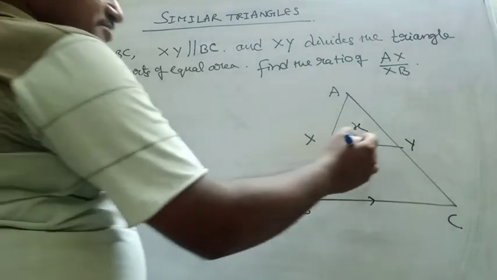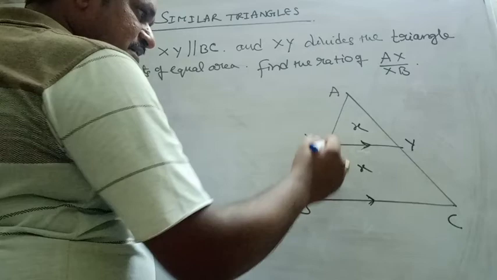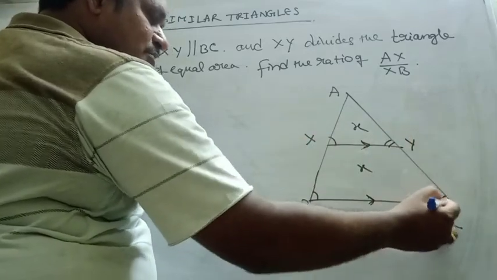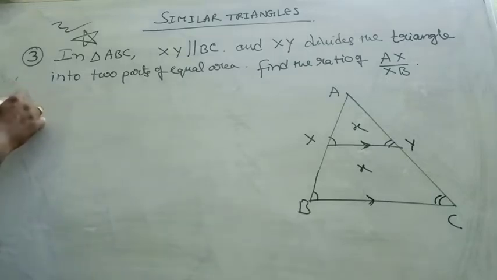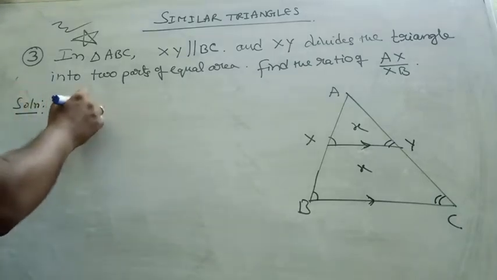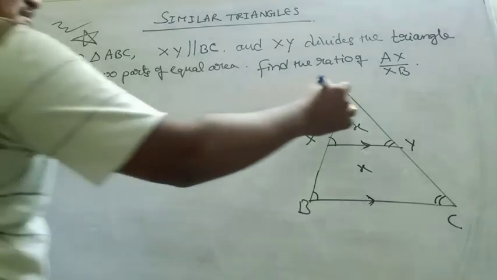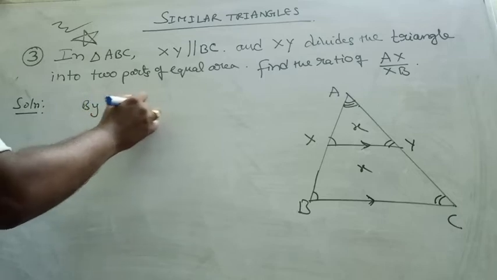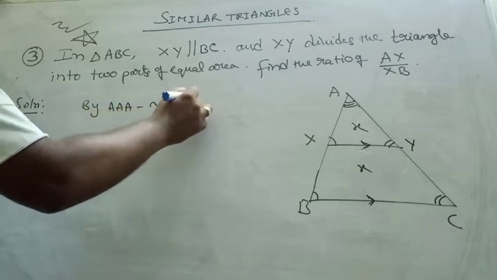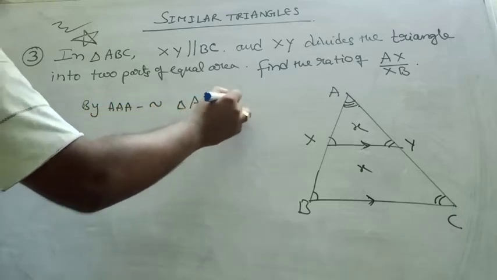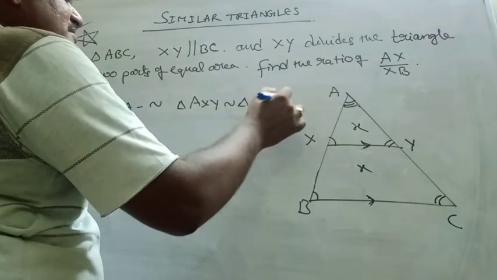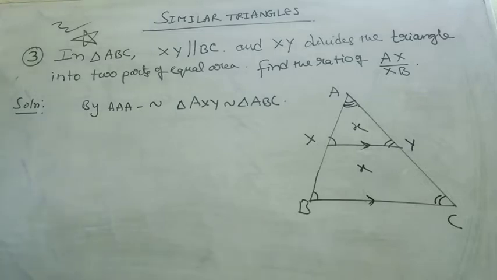Once this is parallel to this, the corresponding angles are equal. This angle is equal to this angle, and this angle is also equal to this angle. That means in this part, by AA similarity, and this is the common angle, we can say that triangle AXY is similar to triangle ABC.